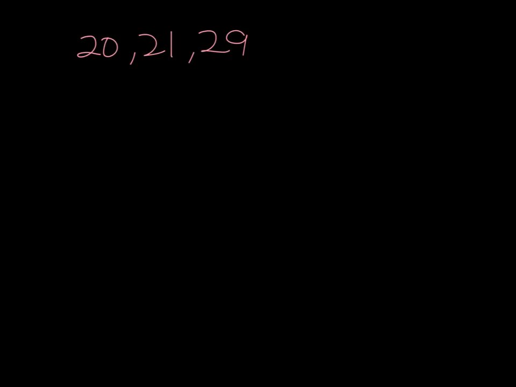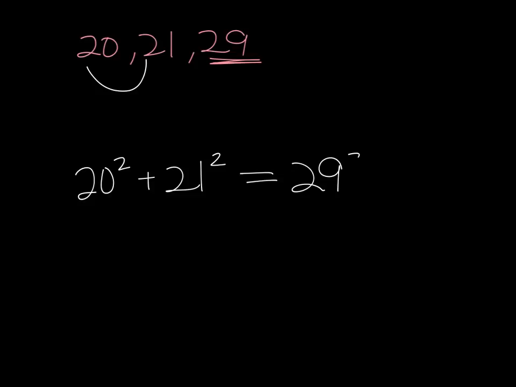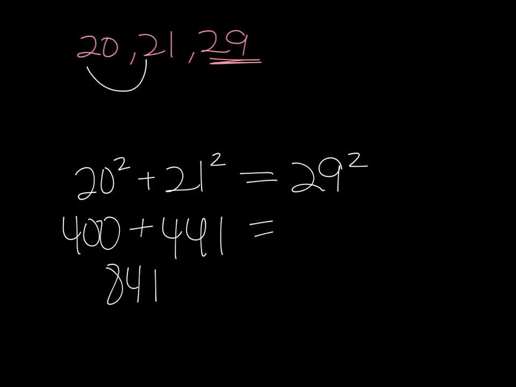So I'm going to say, does 20, 21, 29 as a side length equal a right triangle? Well, let's see. Remember, the hypotenuse has the longest side, so these two must be the legs, okay? So 20 squared plus 21 squared, does it equal 29 squared? Let's check it out. 20 squared is 400. 21 squared is 441. Okay, 400 plus 441 is 841. Well, let's check to see if 29 squared is 841. And it is, so this is a right triangle.